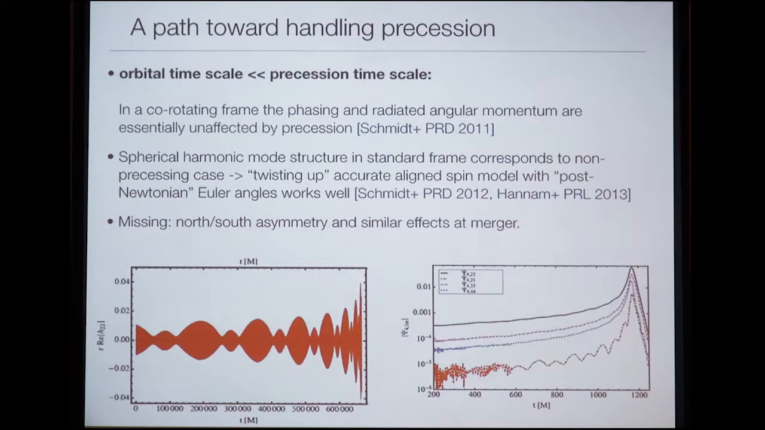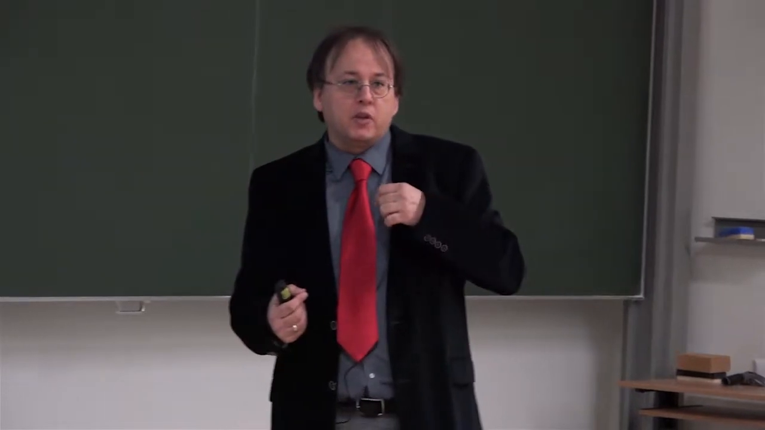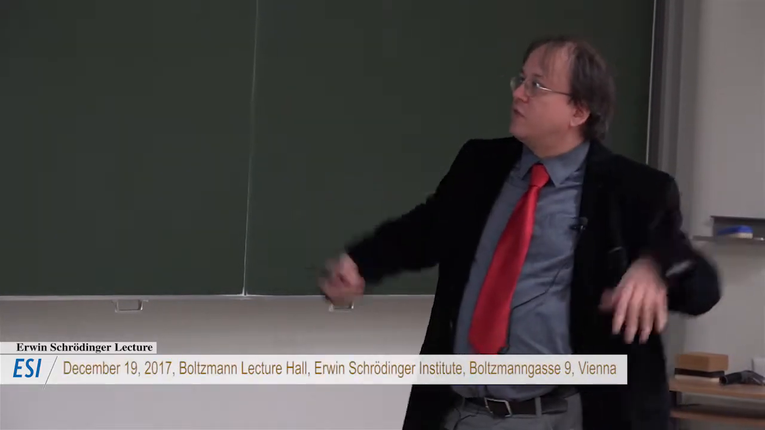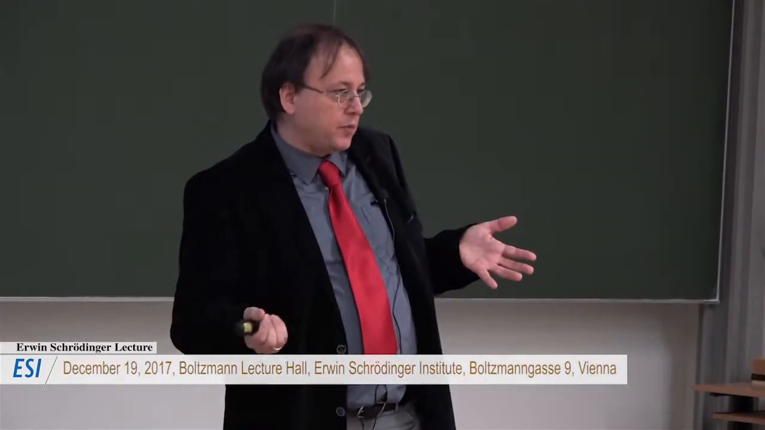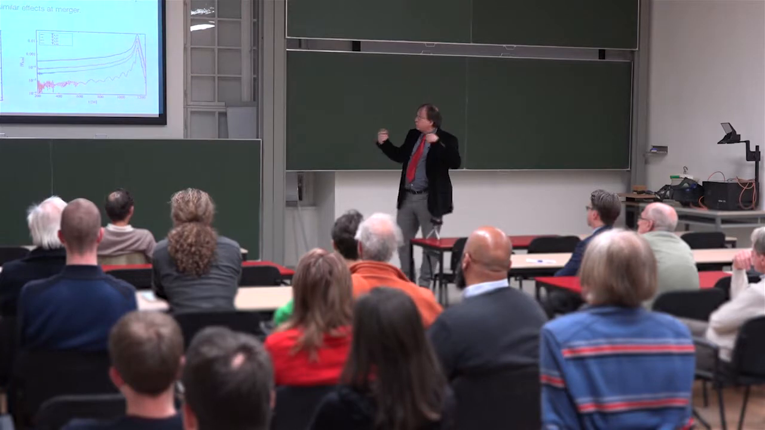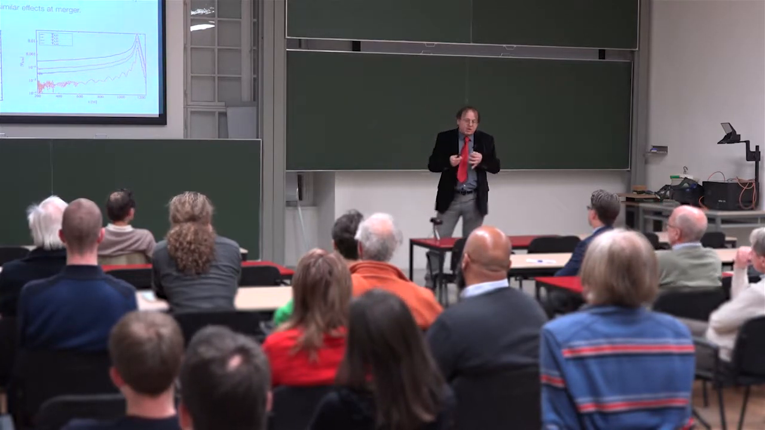However, what we could do was to really simplify the problem very drastically. So GR is complicated, but sometimes you can do things very simply. What we realized is that because the orbital time scale is much, much smaller than the precession time scale, and gravitational waves are created by accelerating masses, the acceleration due to the precession motion is much, much smaller than the acceleration due to the orbital motion. And so for the energy balance and for the gravitational waves that are emitted, the precession is just not very important. The precession just tilts around, twists around the system, shakes it around. But if you would go to a co-rotating frame, that effect would basically go away.